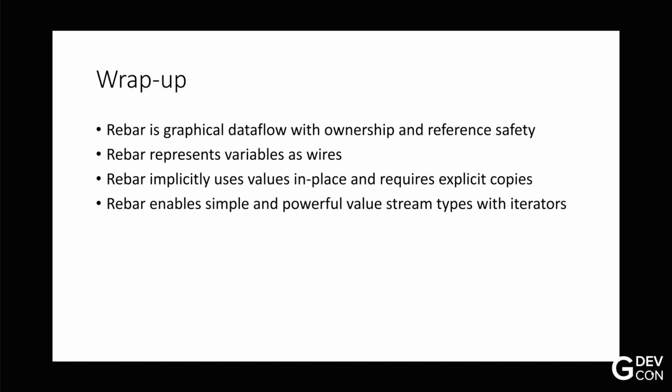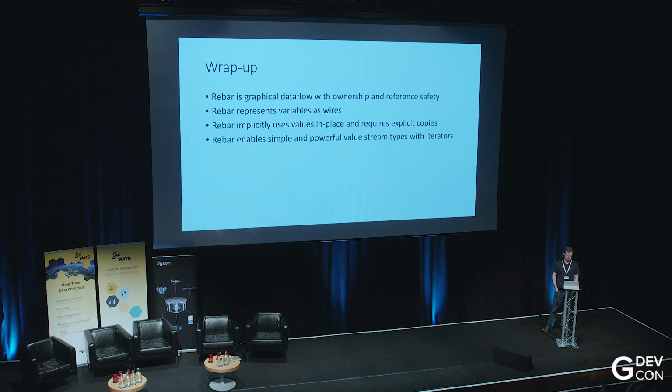Okay, so just to wrap up, Rebar is a graphical data flow language that looks like G but acts somewhat differently, and it pulls in these concepts of ownership and reference safety from Rust. It does that by representing variables or containers of values as wires, as sequences of wires that have defined start and end points. And it implicitly tends to use things in place and to reuse things by reference, and requires that you do things that would be expensive, like copying, explicitly. And then it builds on these to enable simple, powerful value stream types that are called iterators.